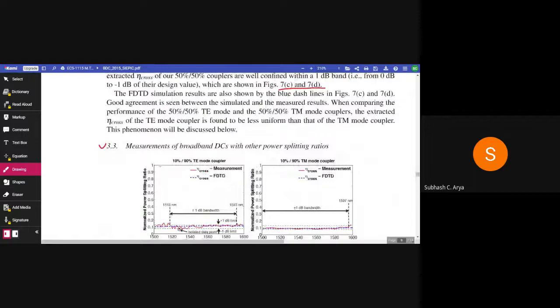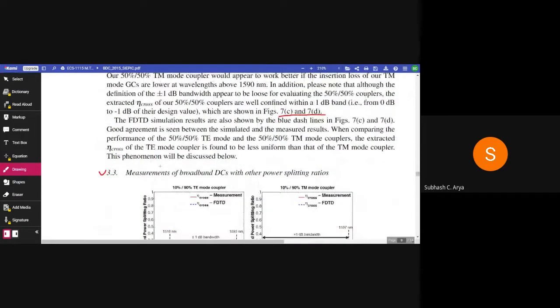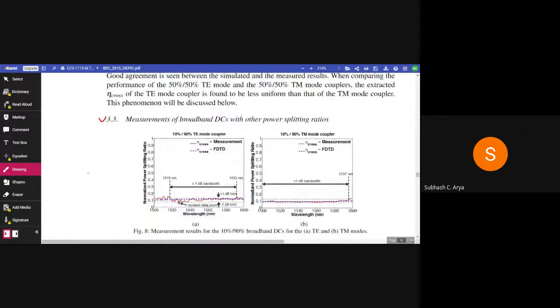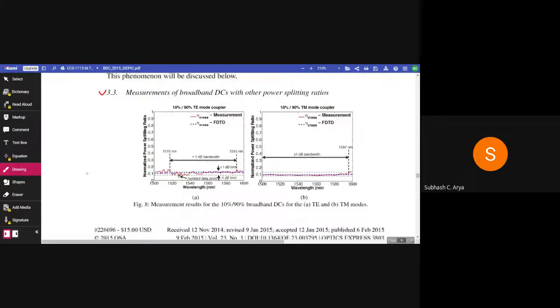The updated simulation results are also shown by the blue dashed line in section D. Good agreement is seen between the simulated and measured results when comparing the performance of the 50-50 TE mode and TM mode couplers. The expected eta cross of the TM mode coupler is found to be less uniform than that of the TE mode coupler. This phenomenon will be discussed below. Measurement of broadband directional couplers with other power splitting ratios.